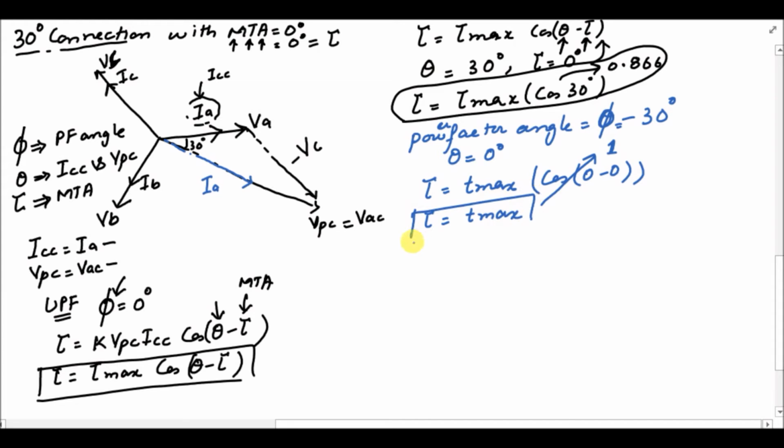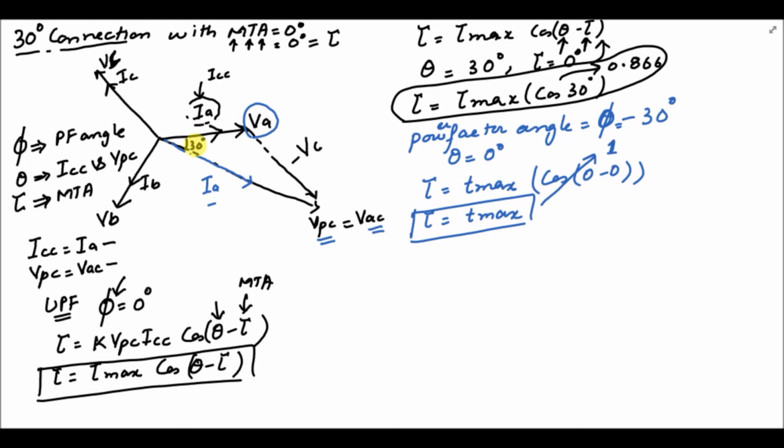So when the IA current is lagging the voltage VA by 30 degree, it will be in phase with the potential coil voltage, which is VAC, and the torque at that time will be the maximum torque that is generated in the disk of the directional relay.